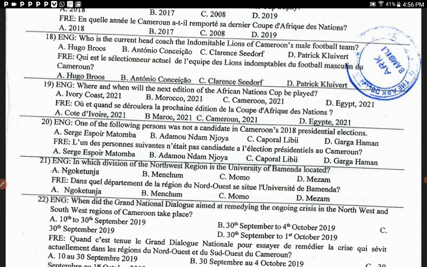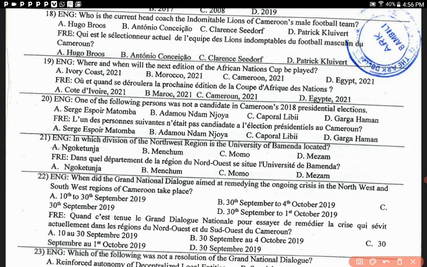The question reads, where and when will the next edition of the African Nations Cup be played? So you see that for you to become a good engineer, you need to know a little football. As of then, by 2020, the next African Nations Cup was to take place in Cameroon and was scheduled for 2021. So Cameroon 2021. Answer is C.